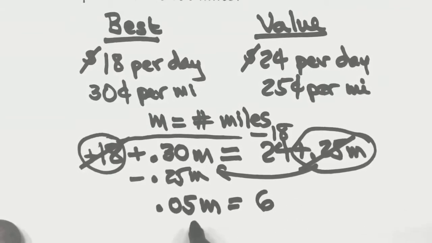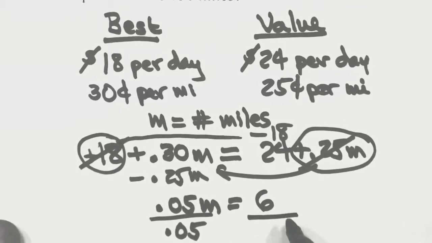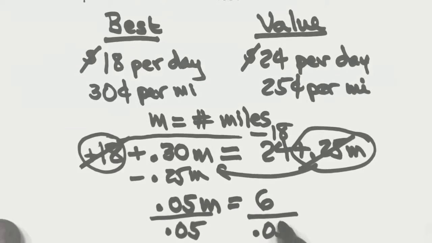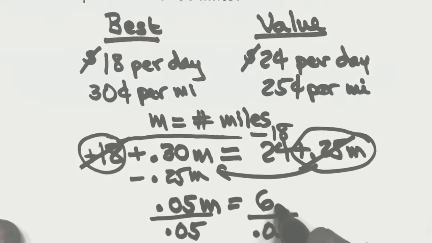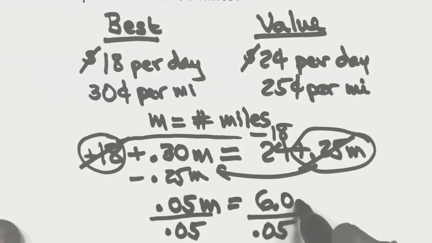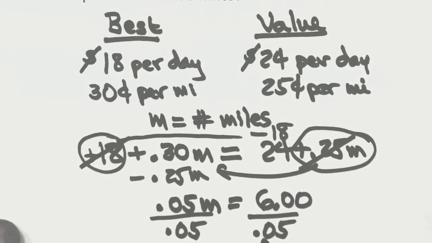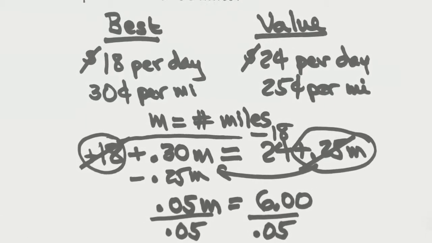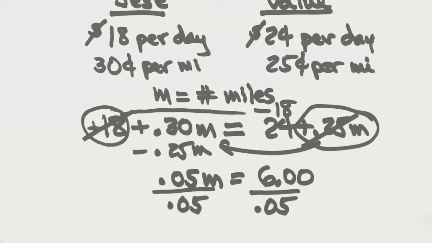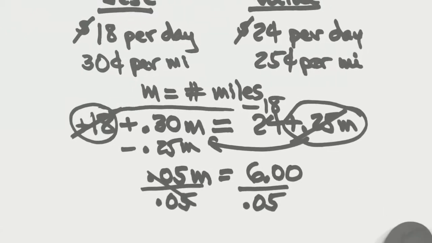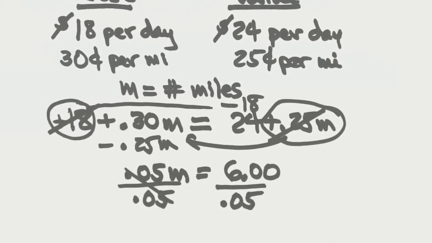Okay, well now, divide both sides by 0.05, and here's one of the things you can do. I can take this 6 over here and add 2 decimal places after it, and that makes it 6.00, and that might make it a little bit easier to reduce this. Okay, the 0.05s cancel out on the left, so what are we going to get for the break even here?